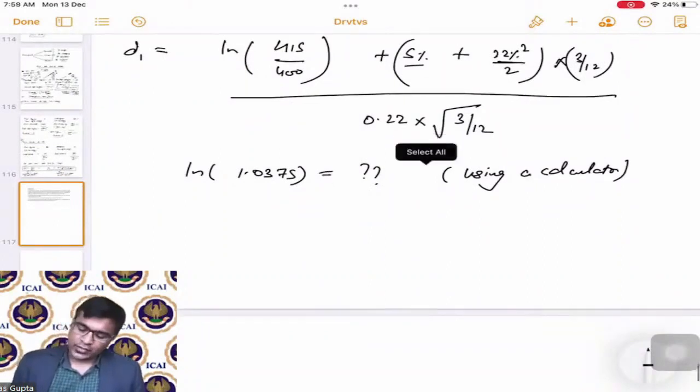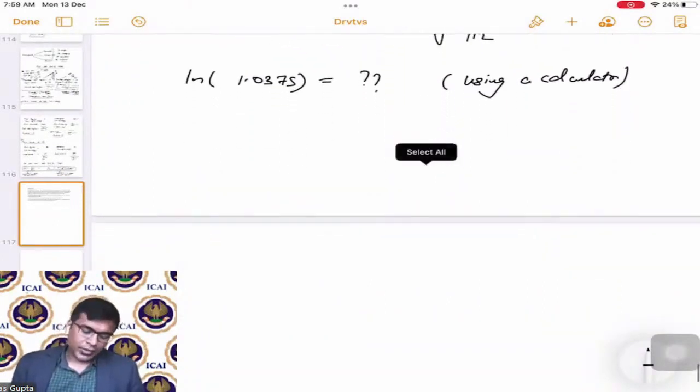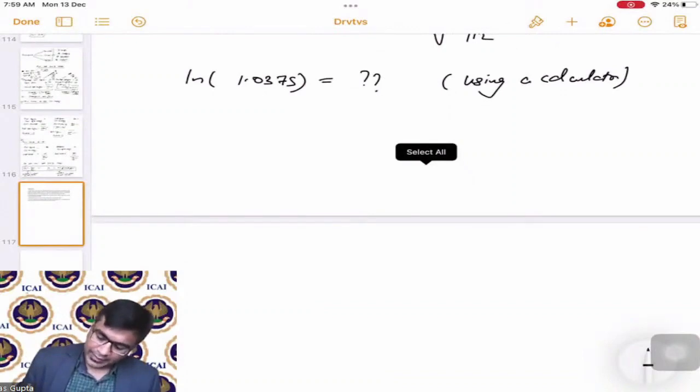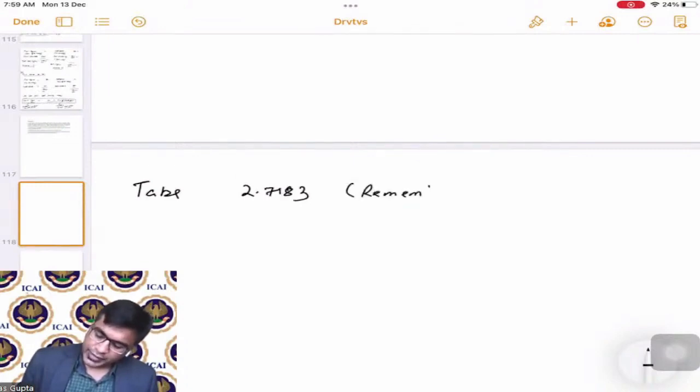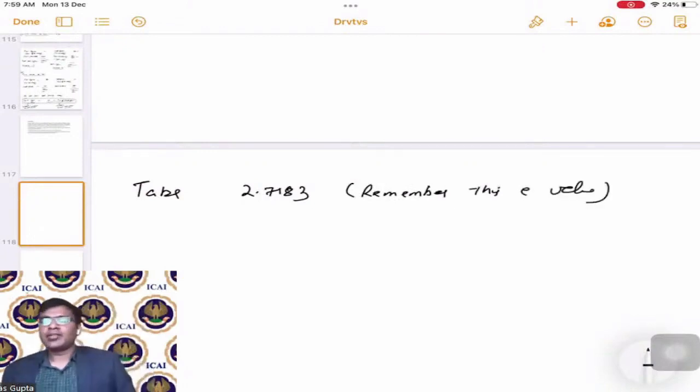Most of you would be knowing this also. So just for the sake of repeating, I'm putting the steps here so that we all know. First of all, we have to take 2.7183. Just remember this, because this is the exponential function. Remember this E value. E is always constant and the value is 2.7183.